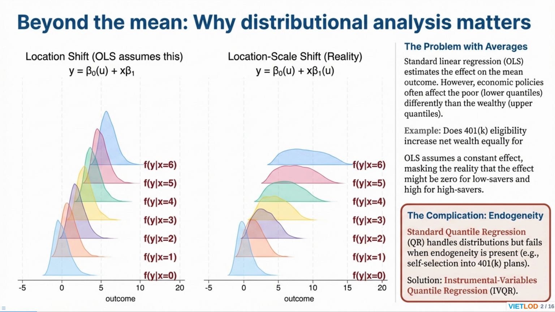OLS masks this heterogeneity by only estimating the effect on the mean outcome. Furthermore, when endogeneity is present, such as individuals self-selecting into 401k plans, standard quantile regression falls short. This is where instrumental variables quantile regression, or IVQR, provides the necessary solution by combining distributional detail with causal identification.